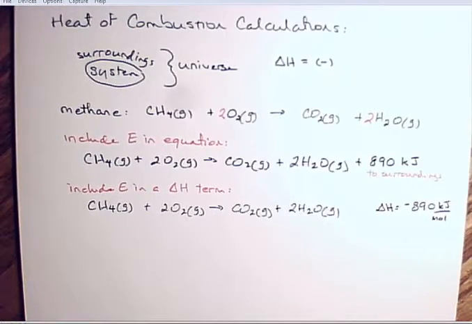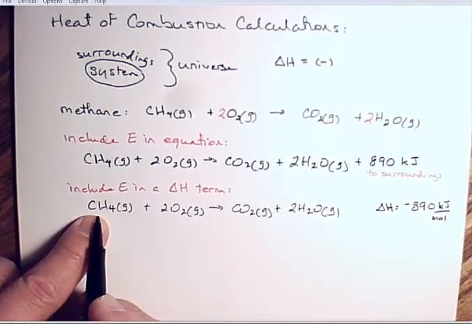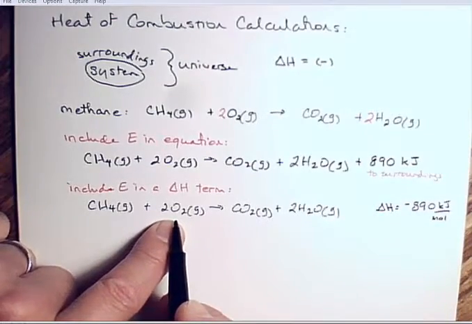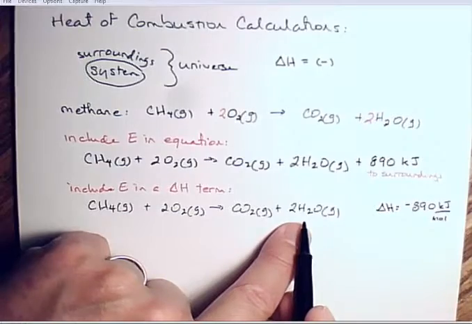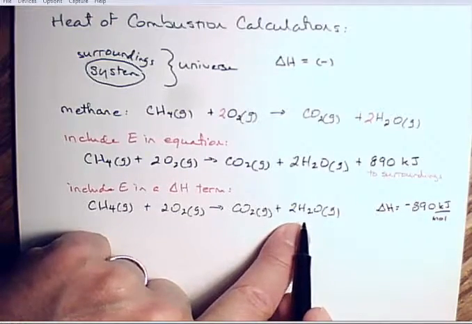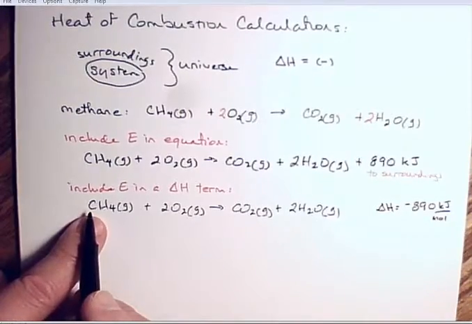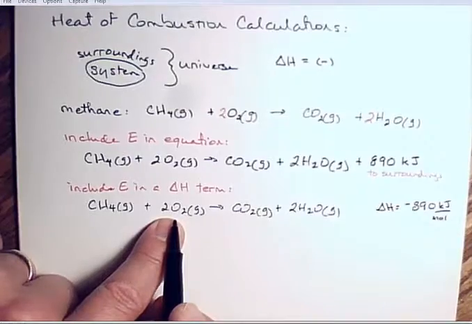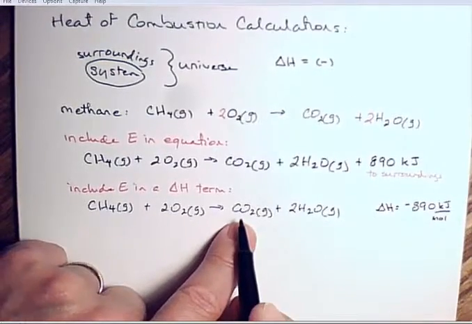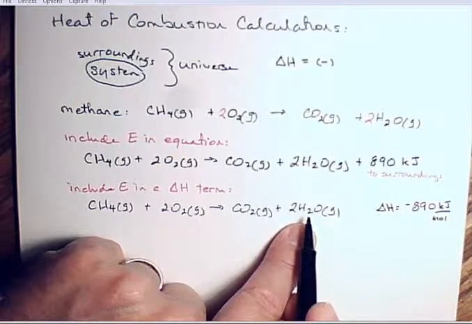Now, when you look at a chemical equation like this, we usually think about this as being 1 molecule of methane, 2 molecules of oxygen, 1 molecule of CO2, and 2 molecules of H2O. But to a chemist, you look at this equation, you say that's 1 mole of methane, and that's 2 moles of oxygen, 1 mole of carbon dioxide, and 2 moles of H2O.